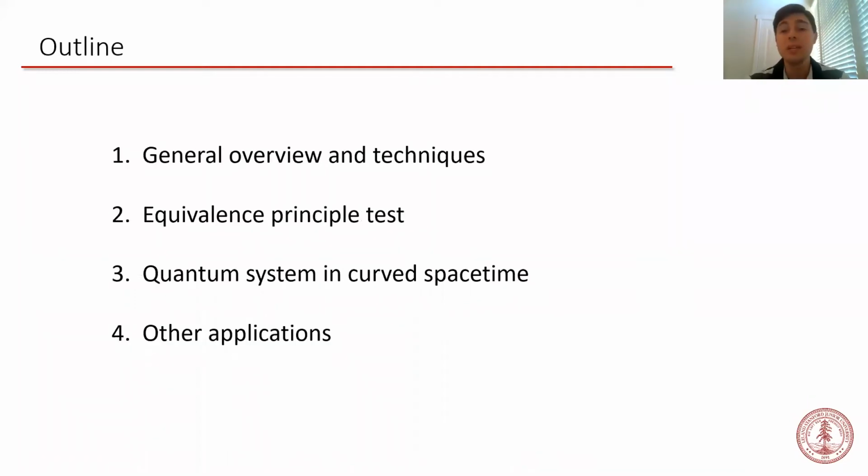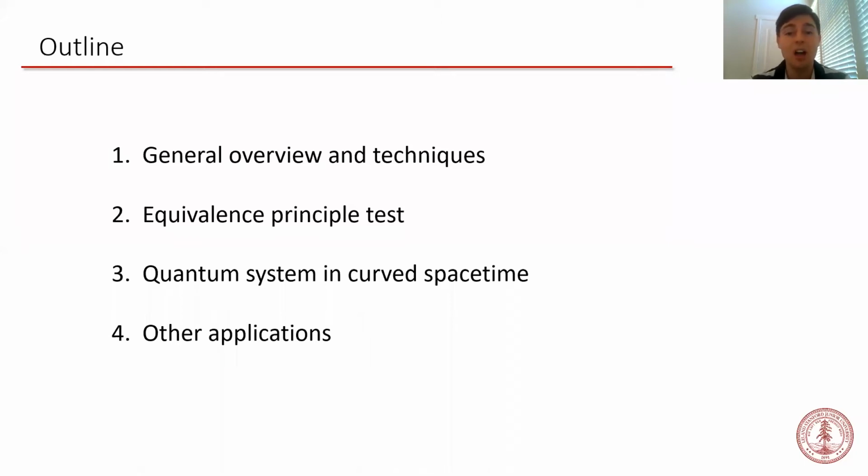With these motivations in mind, I will next provide a general overview of atom interferometry and highlight some of the important techniques that we use. We will then be ready to discuss two results from our laboratory, an equivalence principle test and an observation of a quantum system in curved spacetime.